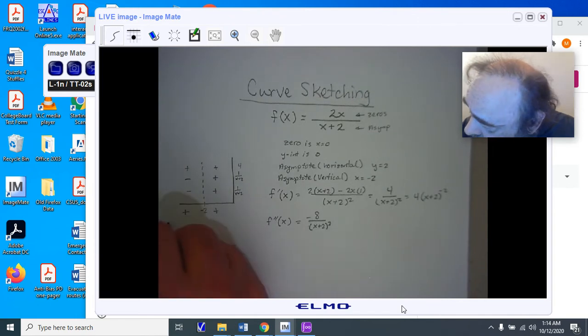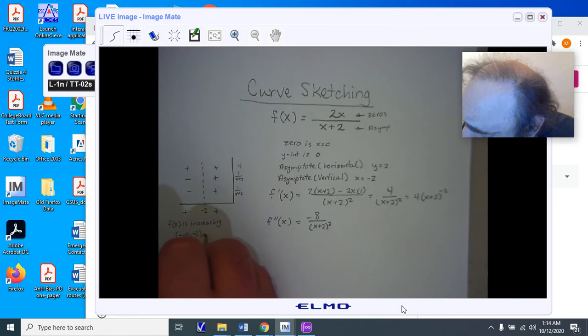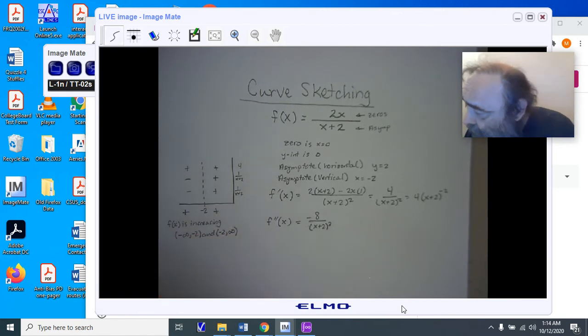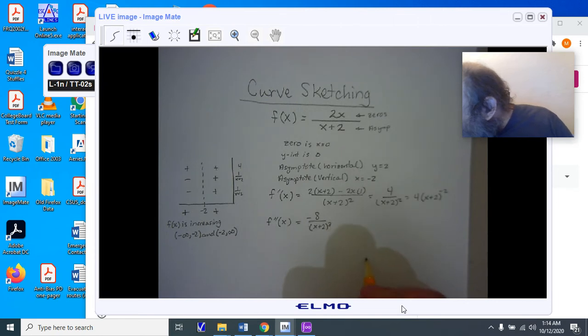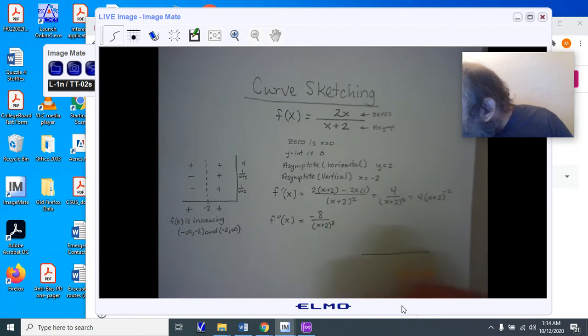So let's just write that down. F of x is increasing. We have to be careful because this is an asymptote. So we're going from negative infinity to negative 2 and from negative 2 to positive infinity. Keep in mind that once we have an asymptote, we always have an asymptote. Let's look at this one. Negative 2 is still our asymptote.